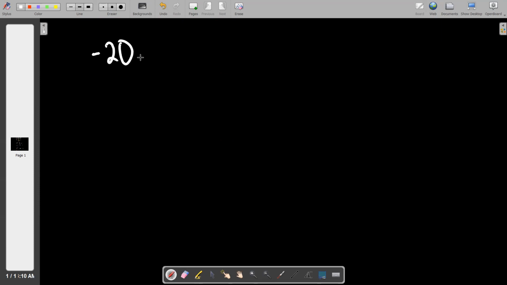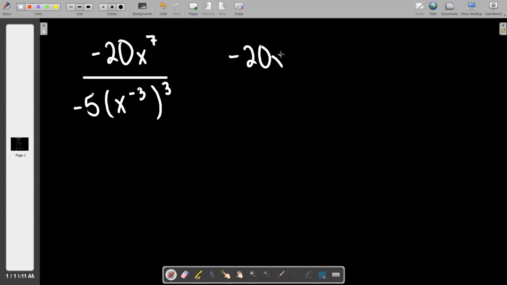Negative 20 x to the power of 7, all over negative 5 x to the power of negative 3, all raised to the 3. What do we do first? Parentheses. And so you'll find yourself copying things down a lot, which whatever. We're not worried about that.